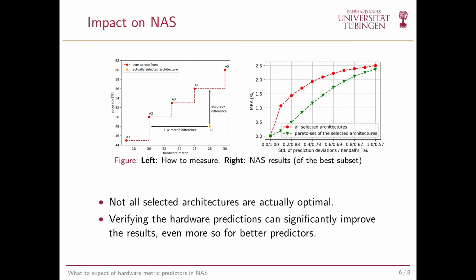How do we get the green line? Well, we need to get rid of all of the architectures that are in fact suboptimal. And that means we have to measure them. We need the ground truth information because our prediction already led us to the wrong results.